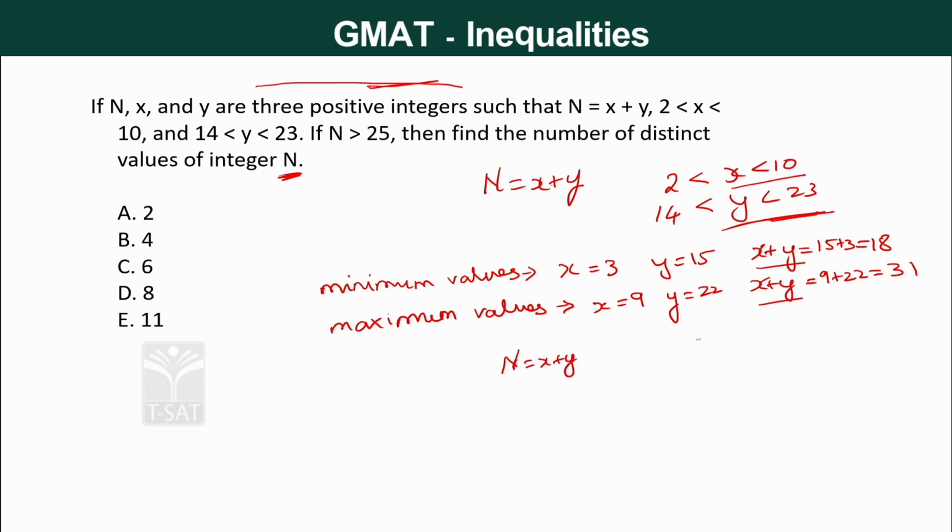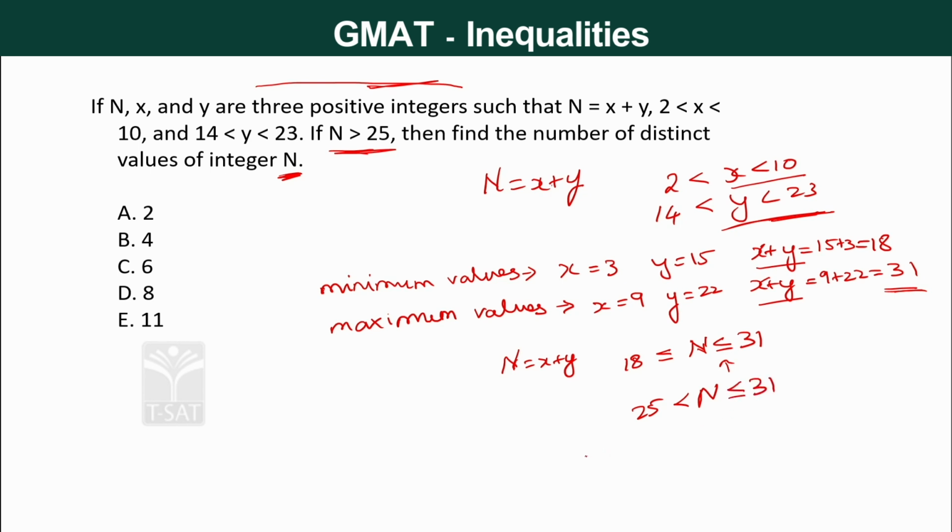So, these values are also applicable to n, that n is anywhere between 18 and 31. Since it can take these values, that is why we are using the inequality sign as less than or equal to. But there is also an extra piece of information, you should be careful here, that n is greater than 25. So, let us say that n is greater than 25, but less than or equal to 31.